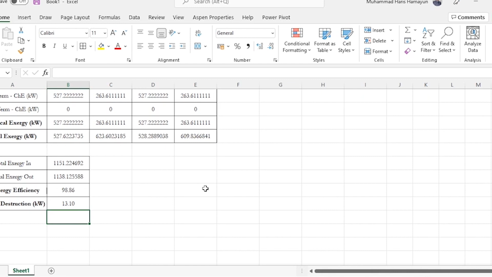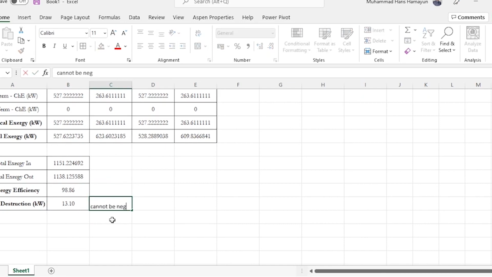And once we have calculated these, we can do further optimization to increase this exergy efficiency and to reduce this exergy destruction. There is one thing to be noted. The efficiency cannot be greater than 100%, and the exergy destruction cannot be negative, because if the exergy destruction is negative, it means that total exergy in is low and out is high. How can this be possible? So obviously the exergy destruction will always be positive, and the percentage exergy efficiency will always be lower than 100%.